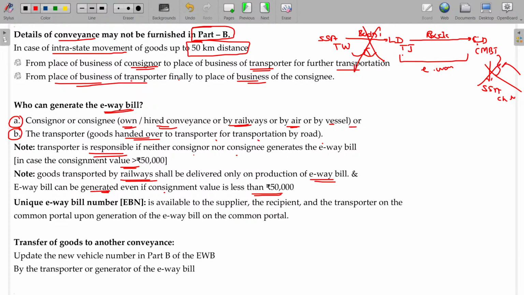Now, the unique e-way bill number is available to the supplier, recipient and transporter on the common portal. Once you upload, a unique e-way bill number is immediately generated. The number is available to the supplier, recipient as well as transporter upon generation of the e-way bill on the common portal. So you don't need to print multiple copies. You can have the soft copy to show for deposit as well as to take delivery. The same is also communicated to the department for inspection purposes. They will come and check at the check post, right?